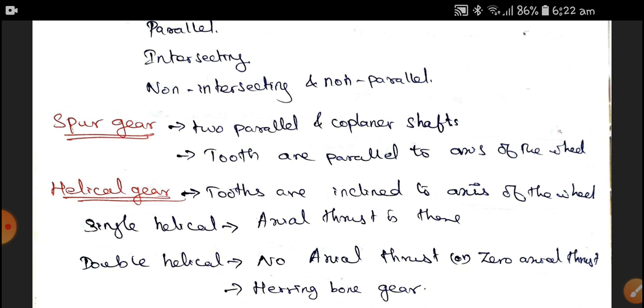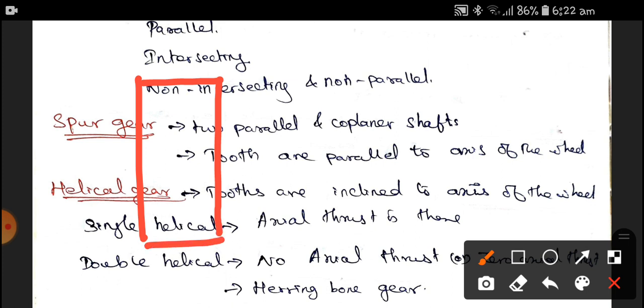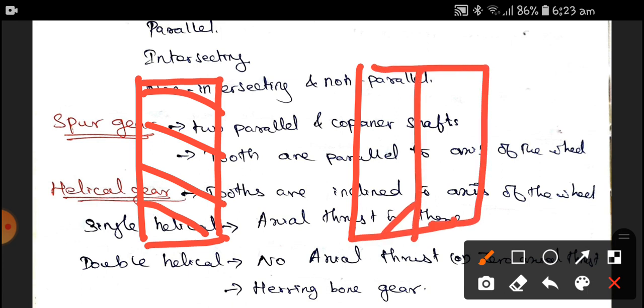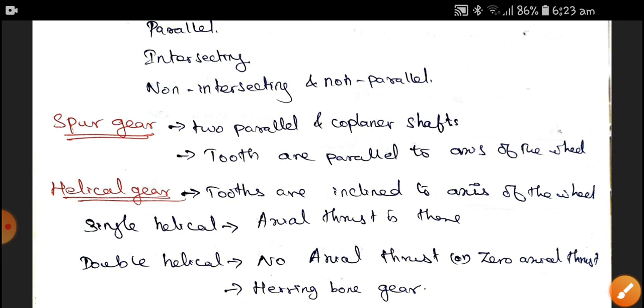Here for the herringbone gear, I would like to draw the helix and herringbone. For example, if we consider this a helical gear, the herringbone gear is a double helical gear. That means one helix on one side and another helix on the opposite side. Therefore, the right and left hand helix are merged together for the double helical gear. Therefore, here there is zero axial thrust.